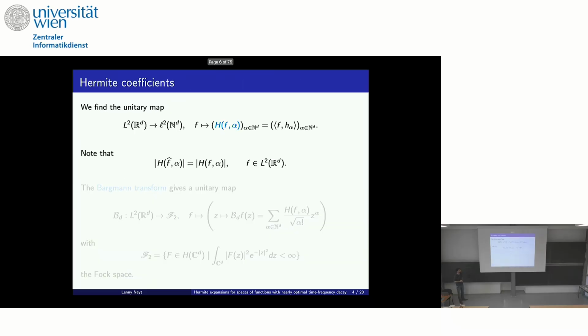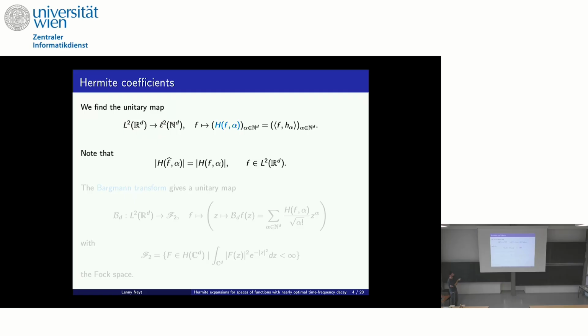Now, of course, we know that the Hermite functions form an orthonormal basis for L2. So typically we have this decomposition of f in the parameters of little L2. And of course, note that because they are eigenfunctions of the Fourier transform, the absolute value of the Hermite coefficient of the function or its Fourier transform doesn't matter so much.